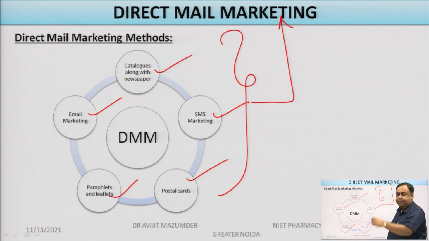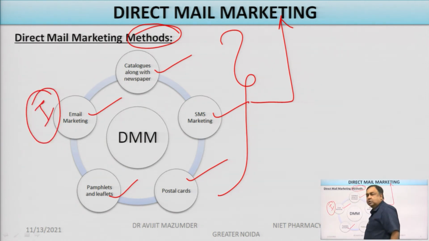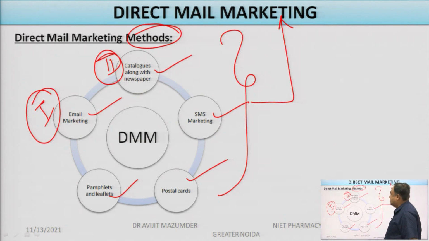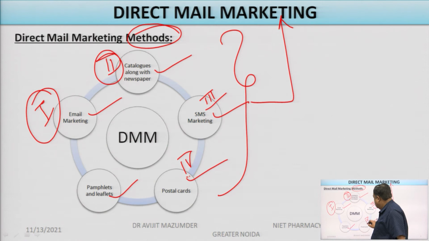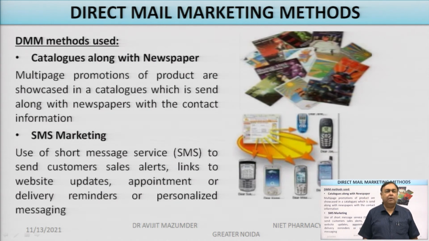These are the various techniques which we use for the purpose of direct mail marketing. I am repeating once again. The methods include: number 1, receiving an email directly from the company, which we are calling email marketing. 2, getting catalogs along with the newspaper. 3, receiving an SMS. 4, receiving a postcard, and lastly receiving a pamphlet or a leaflet. These are the various methods commonly used in direct mail marketing. Let us explain one by one what they are and how they are useful.